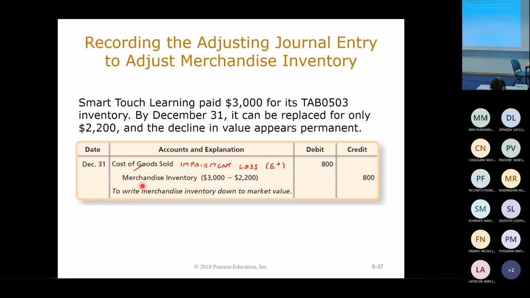So you credit the merchandise inventory. This is called a write-down. An impairment or write-down is when you decrease the value of the inventory. We also learned that besides write-downs, you have write-offs. A write-off is when you remove an item from your balance sheet completely. We'll talk about this when talking about accounts receivable. Sometimes the customer won't pay, so you simply write the account receivable off. So you remove it from your financial statements.